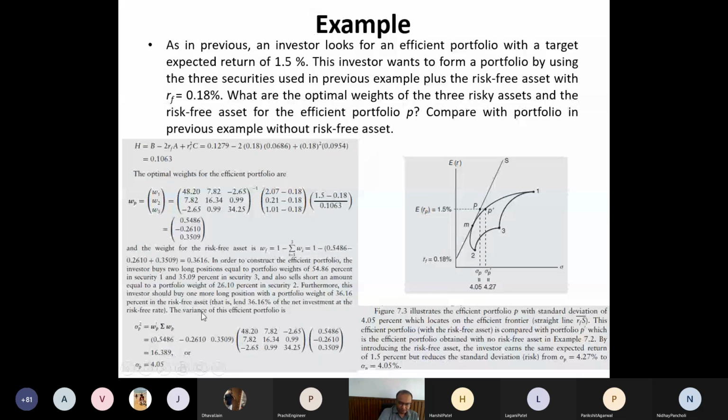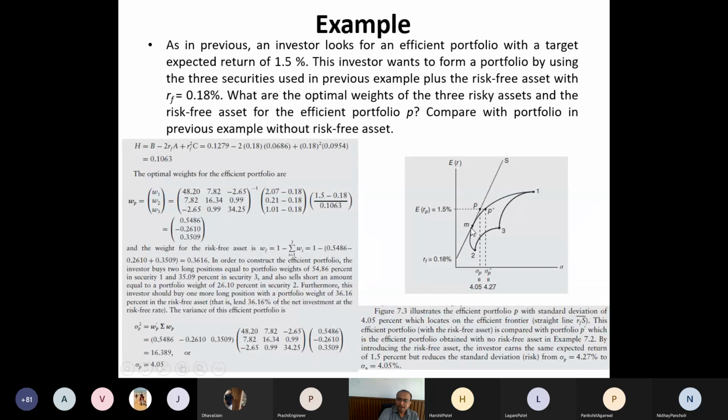If I have these three risky securities with this proportion, then I can calculate the risk associated with it, sigma p square, which is WP transpose sigma WP. WP is known, sigma is given to you. So you can calculate this, and sigma p will be 4.05%. Now you can compare this. This curve is my earlier efficient frontier, with these points 1, 2, 3. Compare it with the new efficient frontier, which is now a straight line because I have introduced the risk-free security with risk-free rate 0.18%.